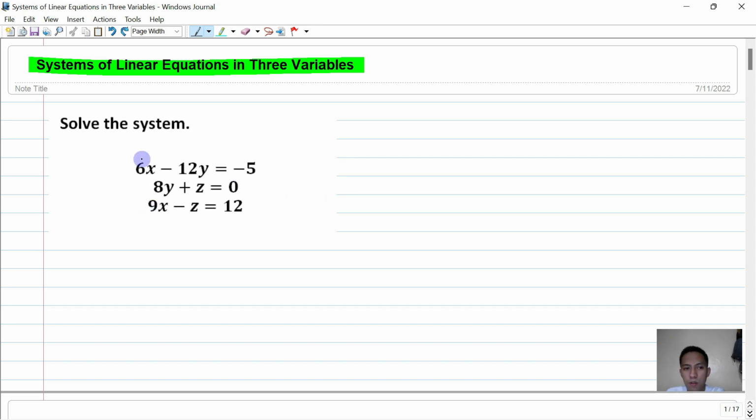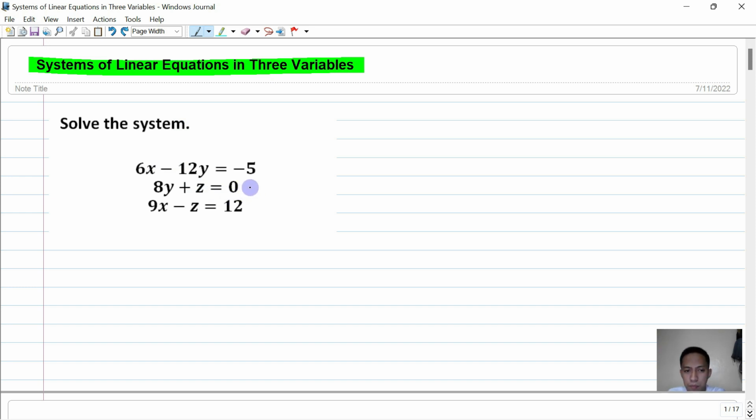The first step in solving linear equations in three variables is you need to reduce these equations into two unknowns. How can you do that? You can do that by using elimination or substitution on any two equations in your system. For example, let's combine equation 2 and equation 3 so that we can make an equation with two unknowns. We can actually use elimination or substitution.